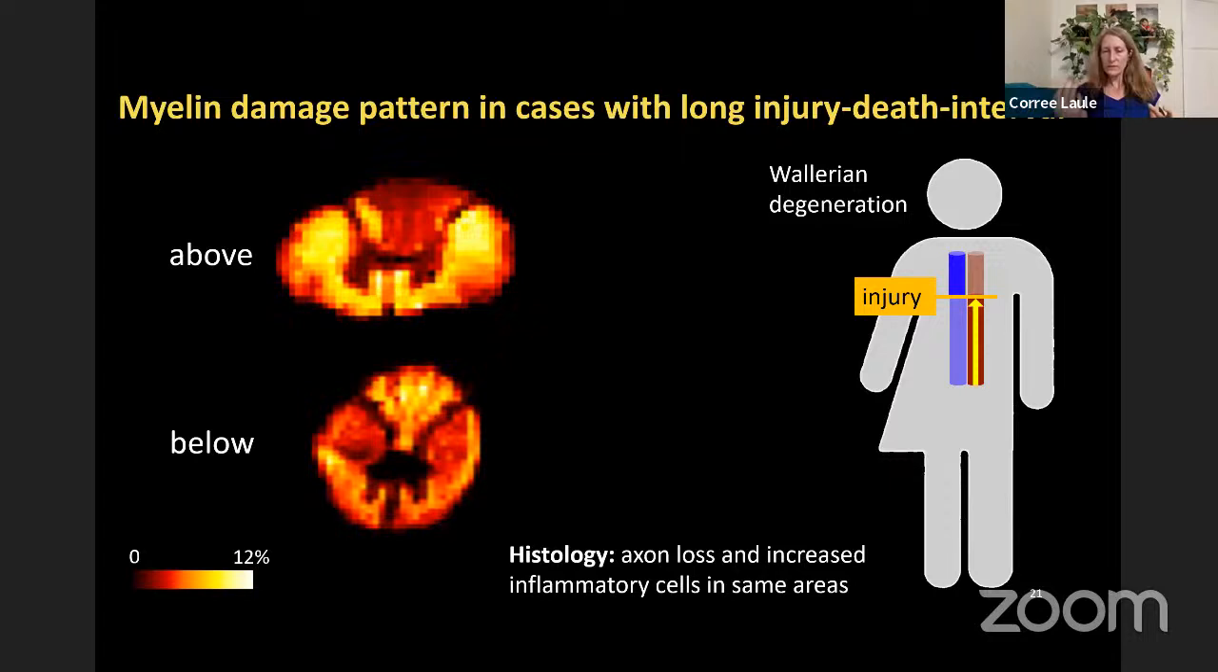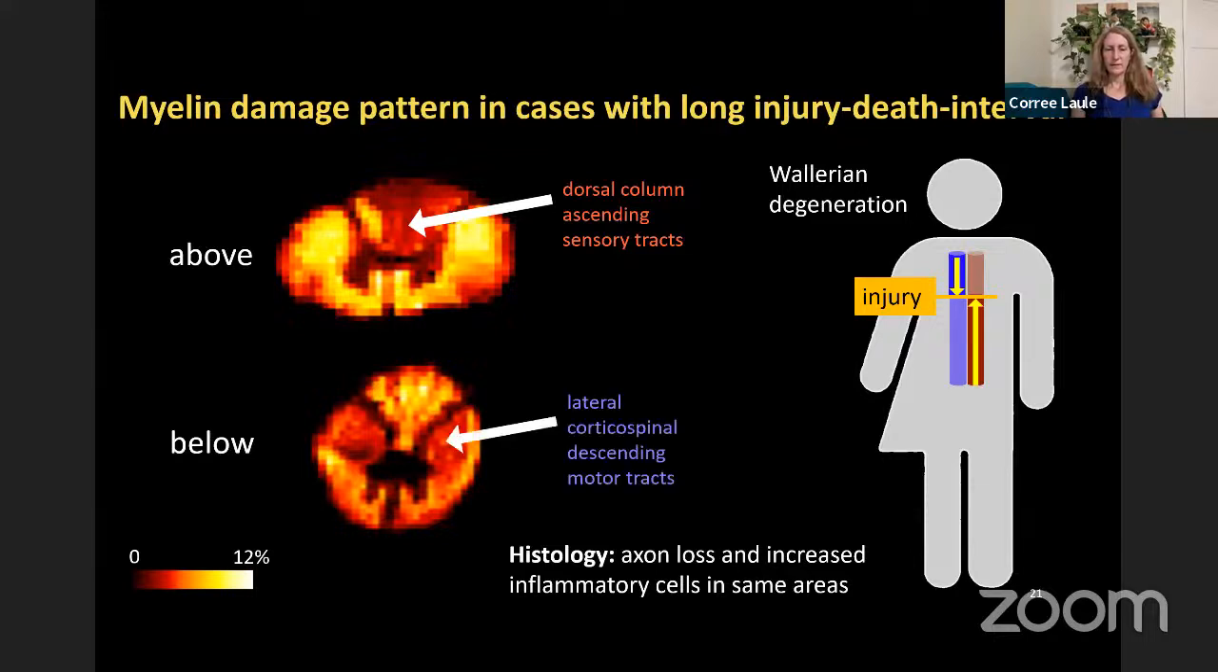So if we're looking at tracts that are called ascending, for example the dorsal column here, what we see is that above the injury site in the dorsal column, there is a reduction in signal. If you look at the image below here, you can see it's still quite bright, but above the injury site in these ascending tracts, there's a reduction in signal. If we look at tracts that are descending, for example the lateral corticospinal tract in the lateral column, what we see is that the signal is decreased in those areas. And histology is confirming that we do see axonal loss and also inflammation in some of these same areas.